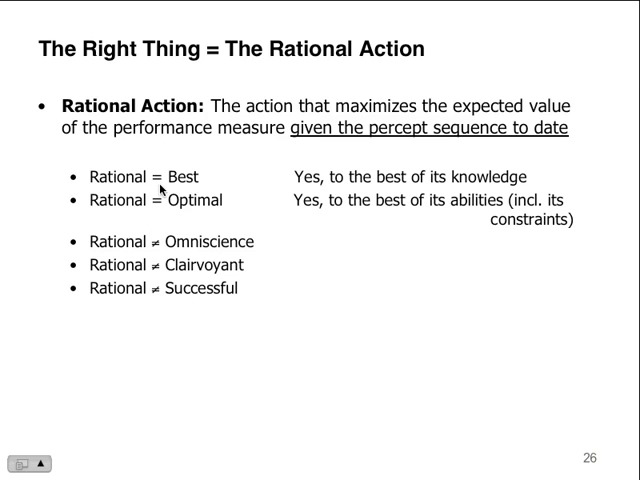So rational might equal best or might equal optimal. So yes, the best is of its knowledge, or best of its abilities, including any constraints. We all get this in many different things.